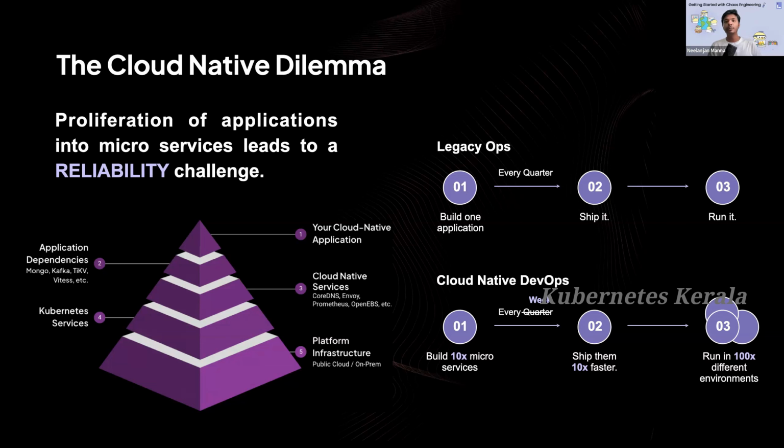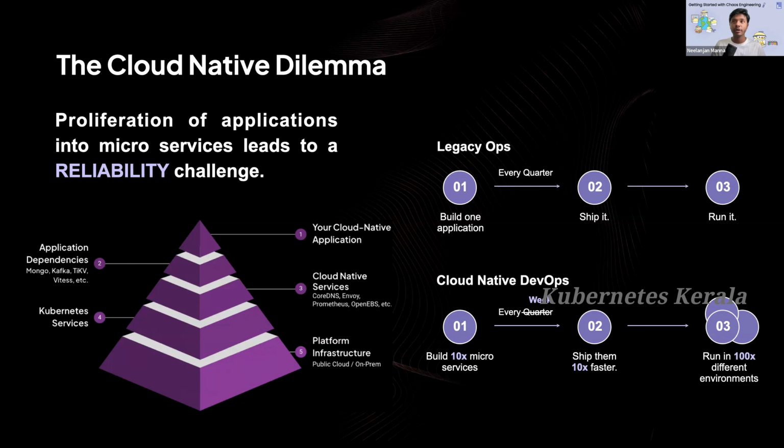Finally, you have your platform infrastructure. So this can be your public cloud, your on-prem, anything that you're using. So as you can imagine, if any one of these services fails, it's definitely bound to take out your entire application. And now this problem is only more apparent because you have this cloud native DevOps, which is kind of trying to replace the legacy DevOps, wherein you used to ship every quarter, let's say, once in a quarter.